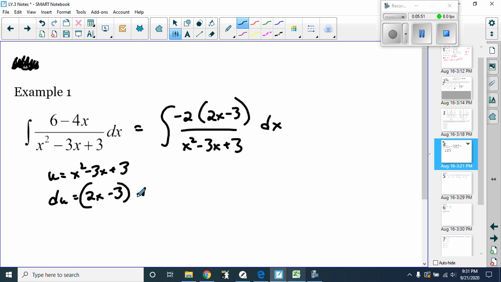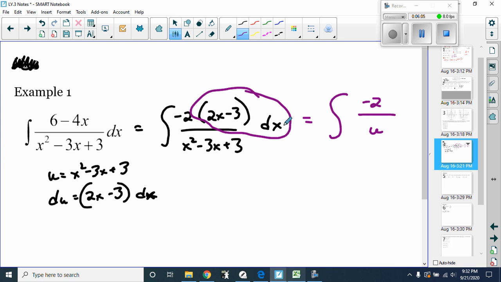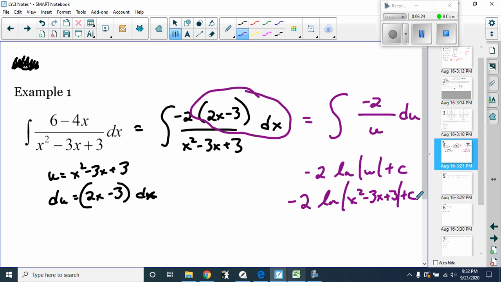My du is 2x minus 3 dx. I've got 2x minus 3 dx right here. So when we rewrite in terms of u, it's going to say negative 2 over u. This becomes du. The integral of 1 over u is natural log of the absolute value of u. And then we can replace. That's it.